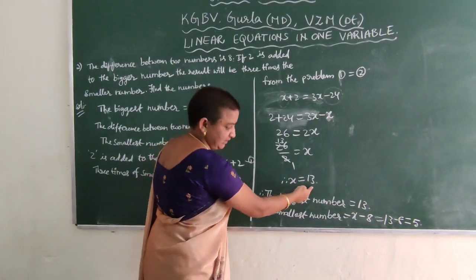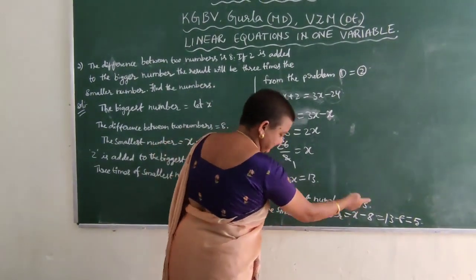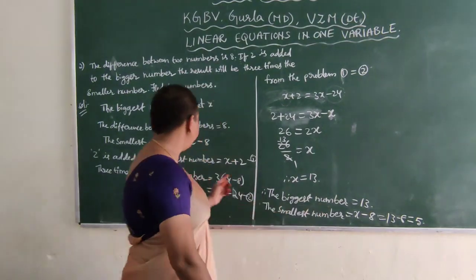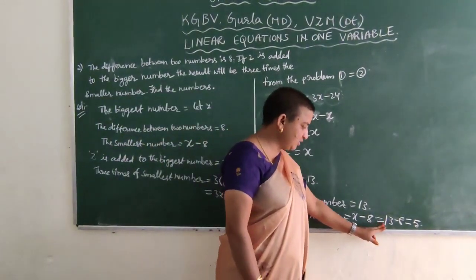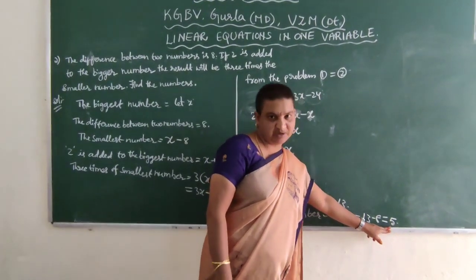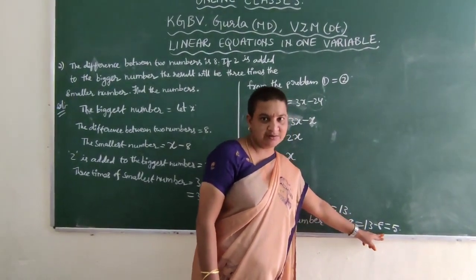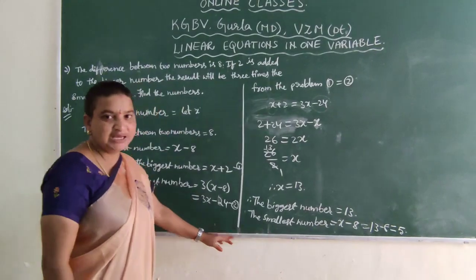X value 13, means the biggest number is 13. The smallest number is x minus 8. So x minus 8 is equal to 13 minus 8, which means 5. Okay children, do you understand? Okay. We are going to the next problem.